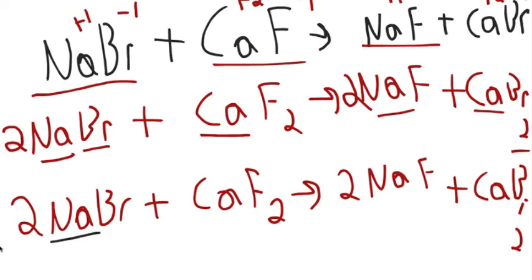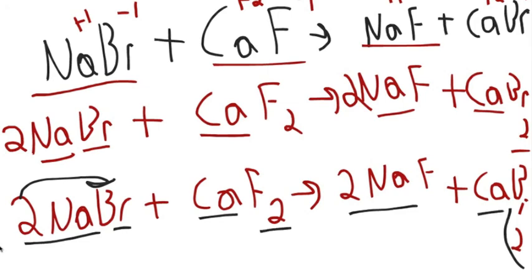I have 2 sodiums on my left, 2 sodiums on my right. I have 2 bromines on my left, 2 bromines on my right. I have 1 calcium on my left, 1 calcium on my right, and I have 2 fluorines on my left and 2 fluorines on my right. This equation is now balanced. Now I'm going to give you one to try. Plug in the charges and balance out the equation.